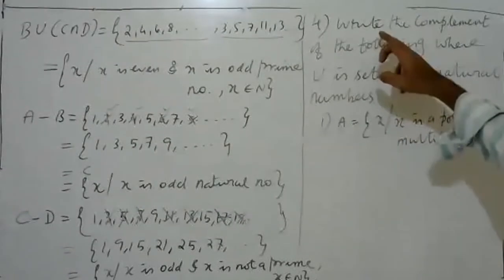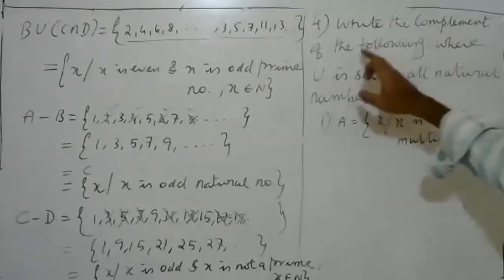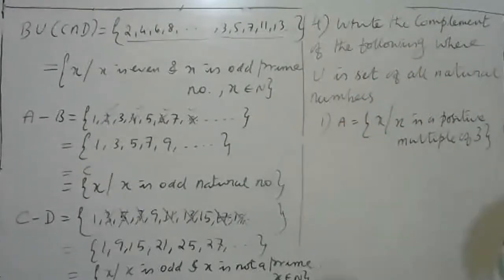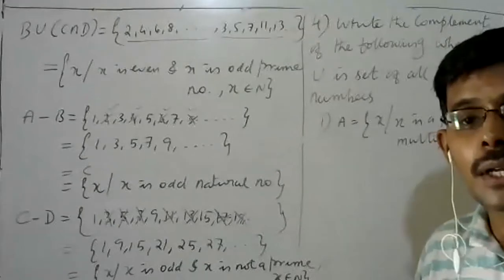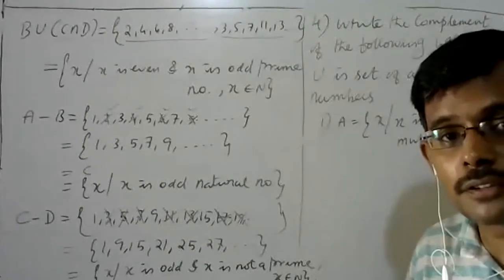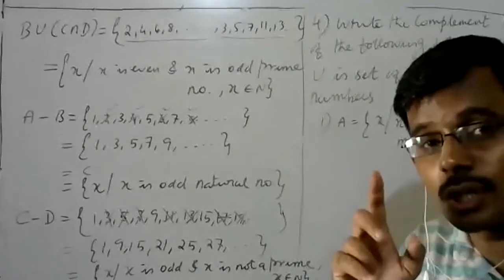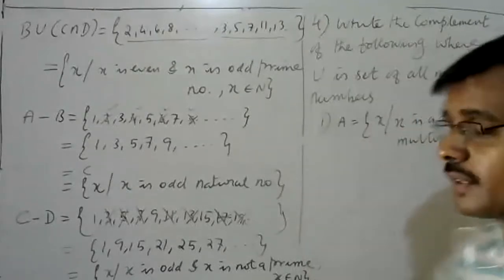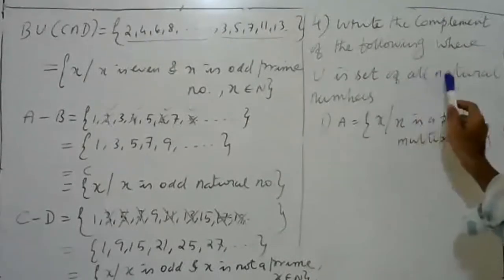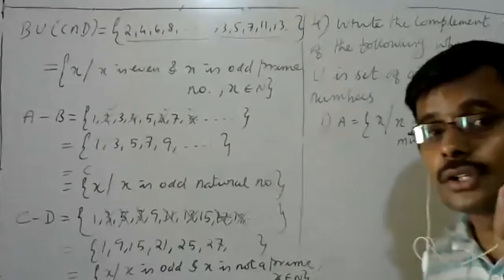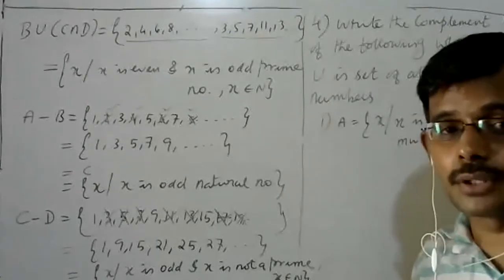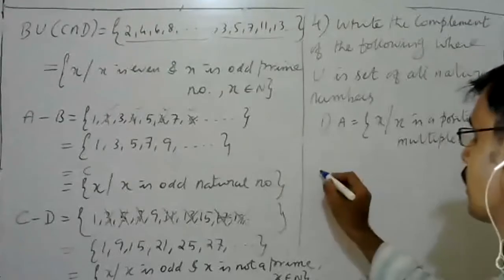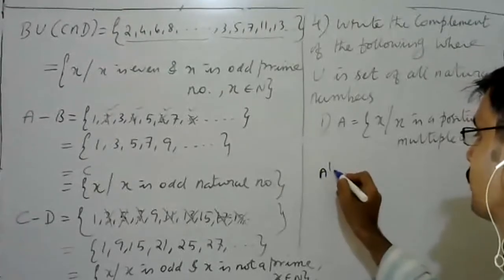Look at the next problem. Write the complement of the following, where U means universal set. Okay, to find the complement we need the universal set. You consider the universal set as the set of all natural numbers. And A is given. Now we are going to find out the A complement. What is my A complement?